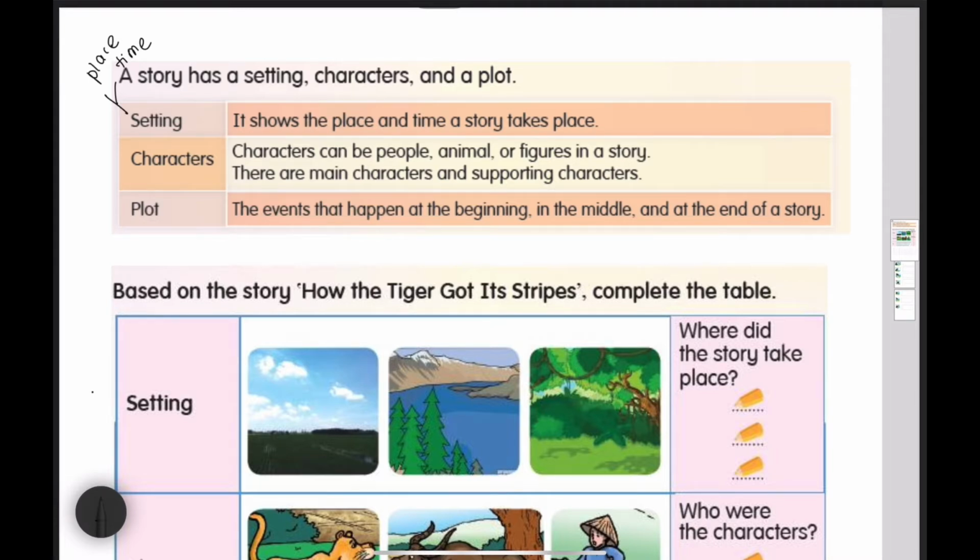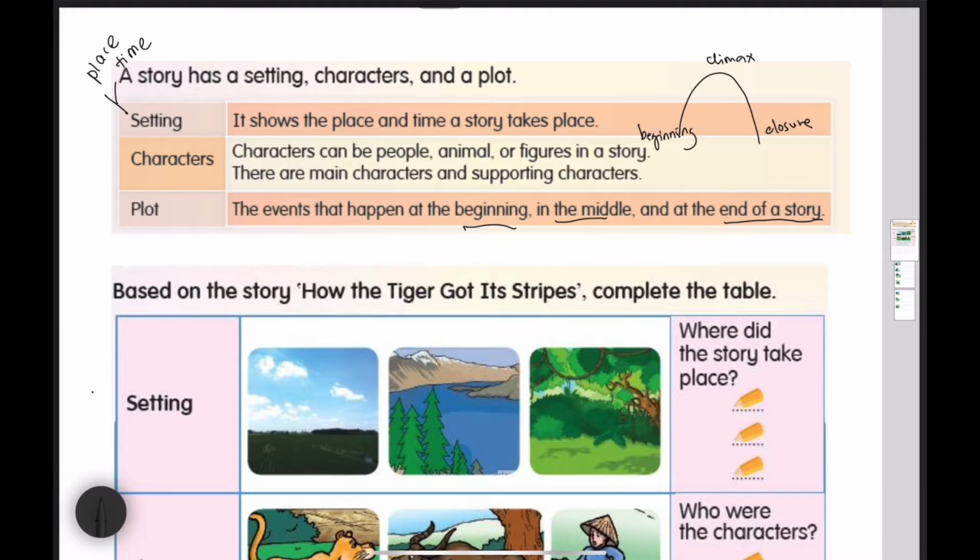Plot, the events that happened at the beginning, in the middle and at the end of a story. So we did this last week. So for the plot, we have beginning, climax, also known here as the middle, and closure, also known as the end of the story.